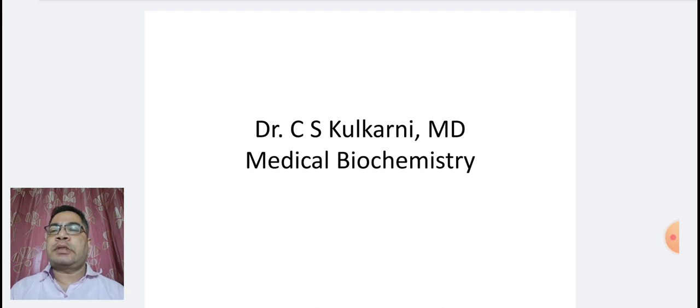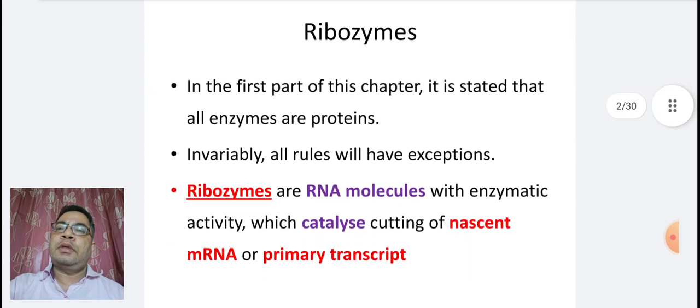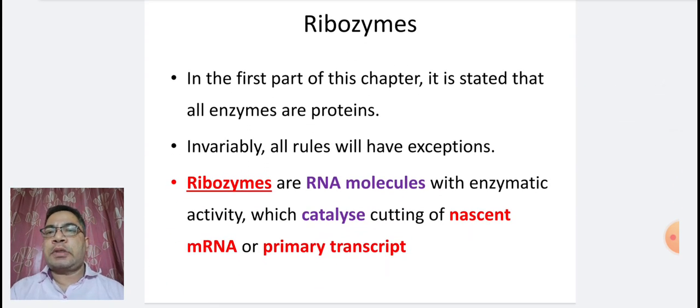In the last session, we had dealt with factors influencing enzyme activity. In today's session, we will continue with the ribozymes. In the first part of this chapter, it is stated that all enzymes are proteins. Invariably, all rules have exceptions. Ribozymes are RNA molecules with enzyme activity which catalyze the cutting of nascent mRNA or primary transcript.